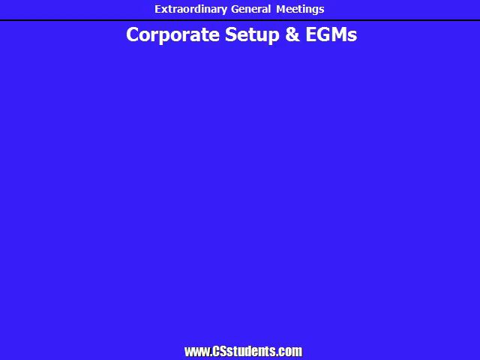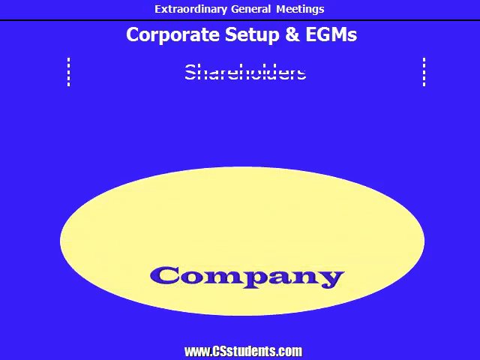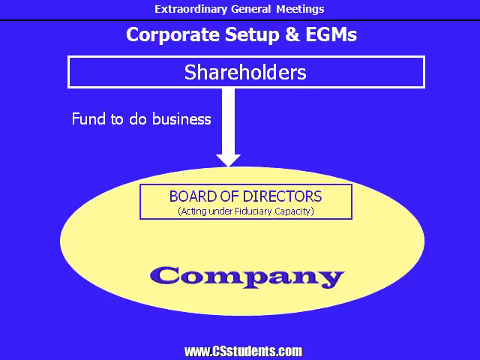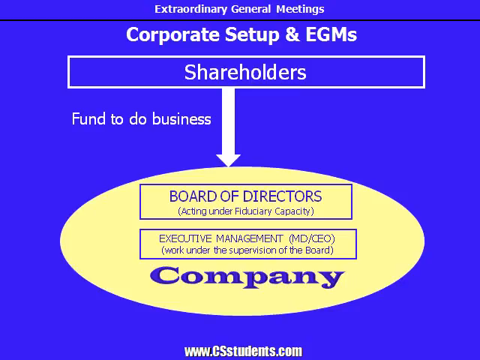At the center, we have the company, then shareholders who fund the company for doing business, then board of directors who have the primary authority to run the business. The board is supposed to work in a fiduciary capacity, in the interest of the company and the shareholders. And the executive management of the company. Executive management includes the managing directors, chief executive officer, etc. They generally work under the supervision of the board.